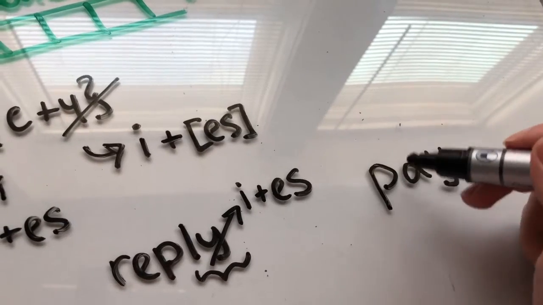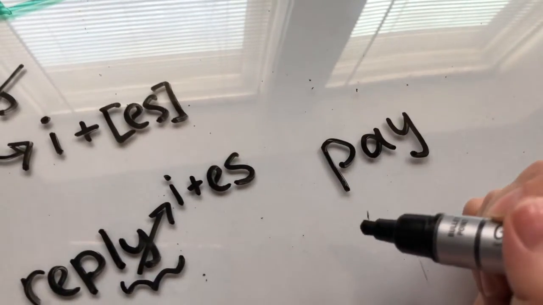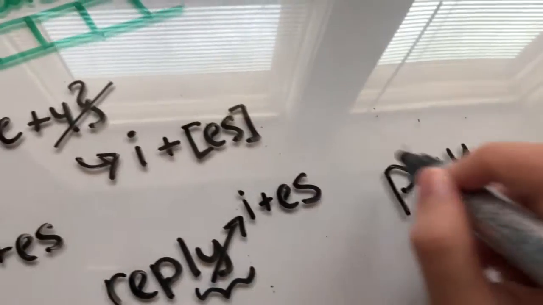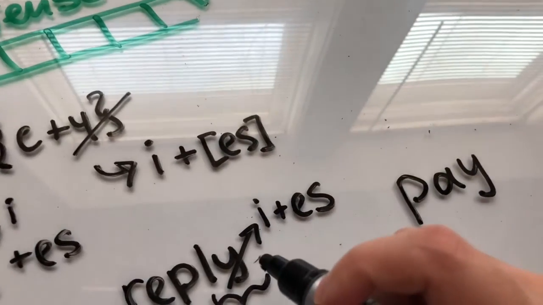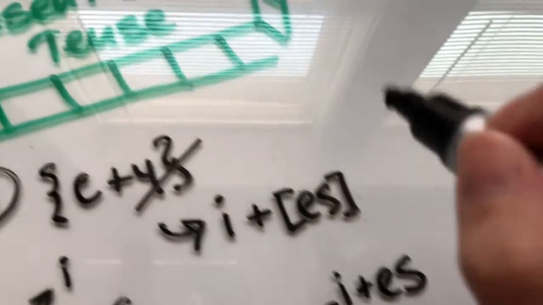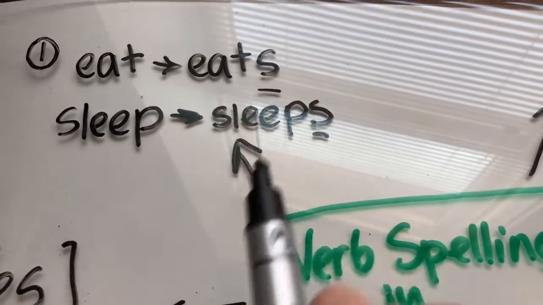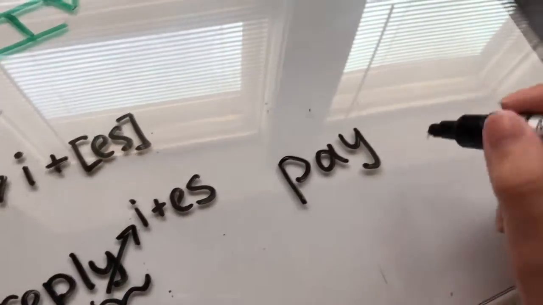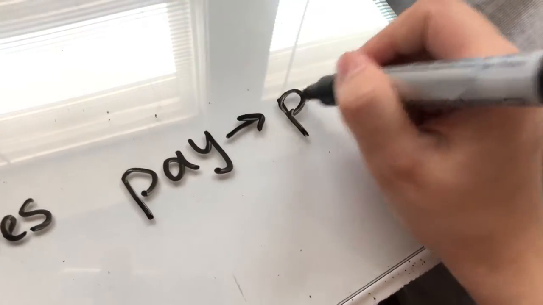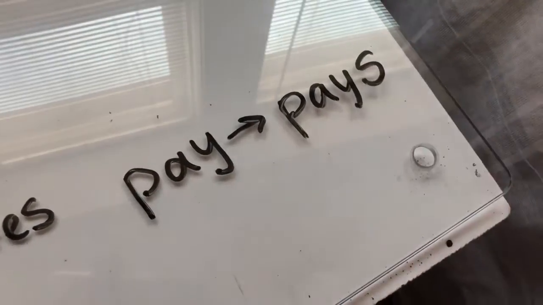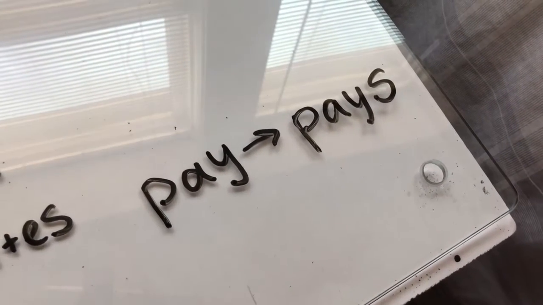A is a vowel. We need a consonant. D is a consonant. L is a consonant. But A is a vowel. So pay doesn't follow this rule. Instead, it follows rule number 1, where we just have to add an s at the end of the verb. So pay becomes simply pays. Very good. Now let's have a look at rule number 4.